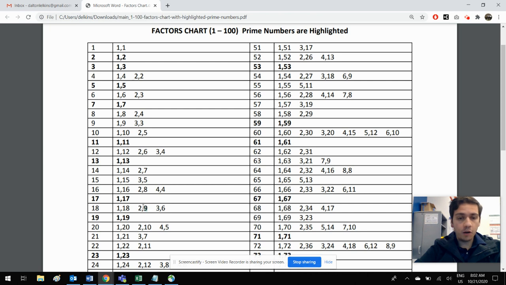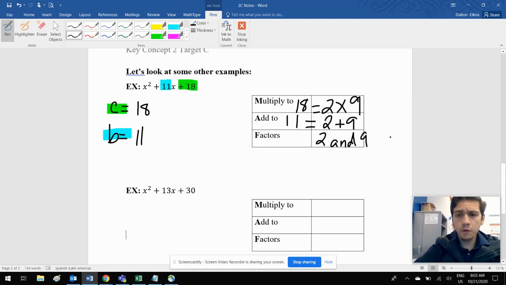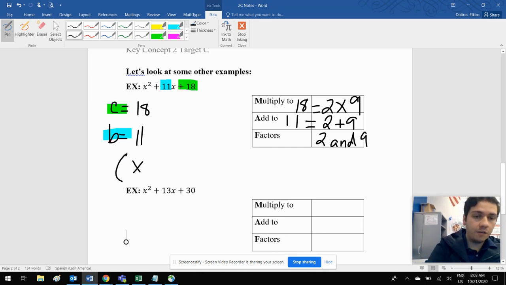So the pair that works is 2 and 9. So if I were to do 2 times 9, that equals 18. And 11 is equal to 2 plus 9. So our factors are 2 and 9. So again, this is positive 2, positive 9. I'm going to write my answer as x plus 2 times x plus 9.